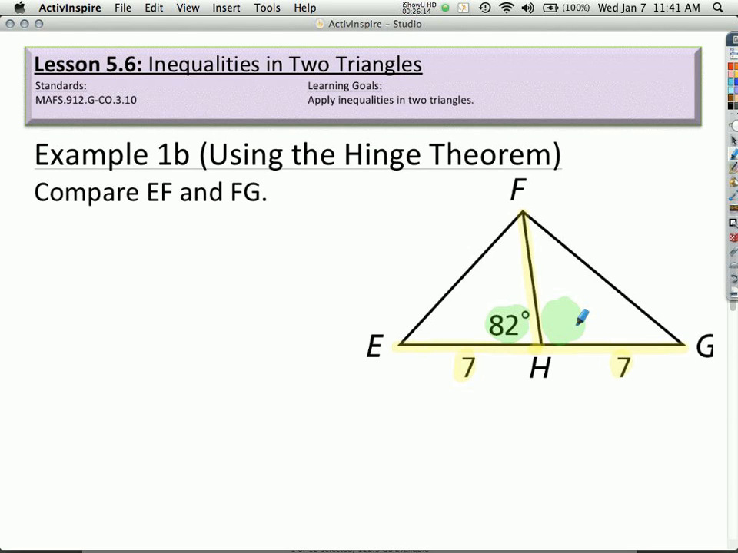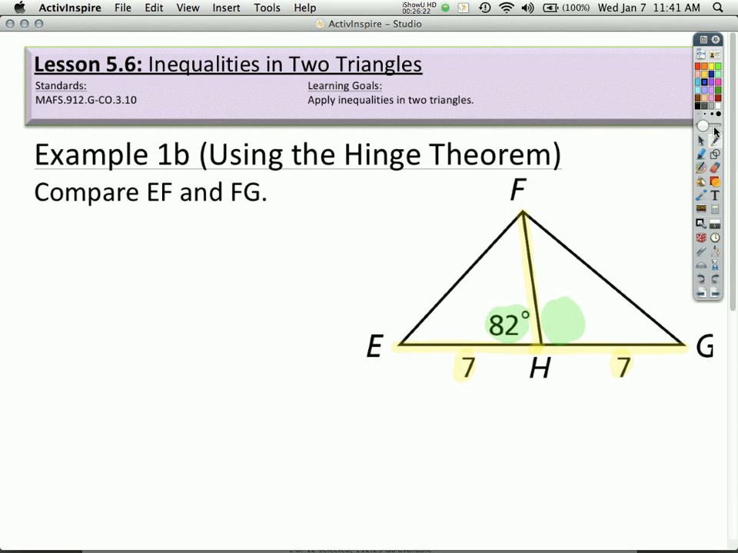Cherie? We can use the linear pair postulate, since we know that two of the angles equal 180, we can subtract 82 from 180 to find the other angle. Very good. That's pretty good. You could just say linear pair postulate if you'd like. Yeah, he's absolutely right. That's a linear pair.